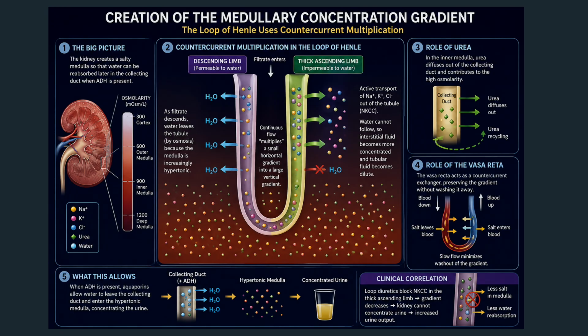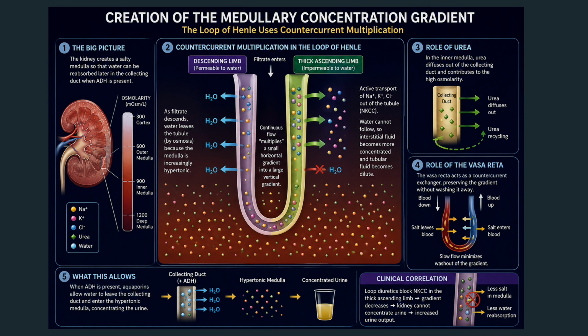The thick ascending limb actively pumps sodium, potassium, and chloride out into the medulla, but because the segment is impermeable to water, water cannot follow. So salt leaves, but water stays behind. This dilutes the tubular fluid while simultaneously making the medulla more concentrated. This is why the thick ascending limb is often called a diluting segment.